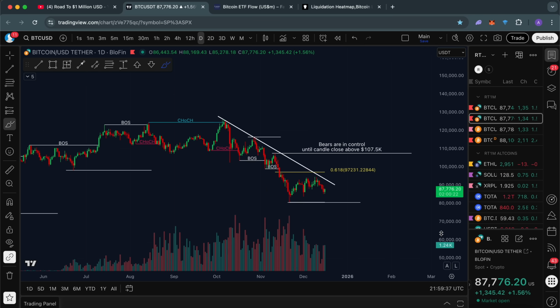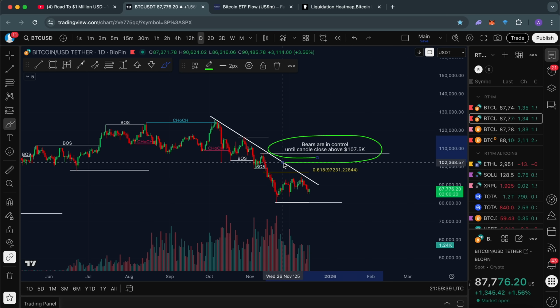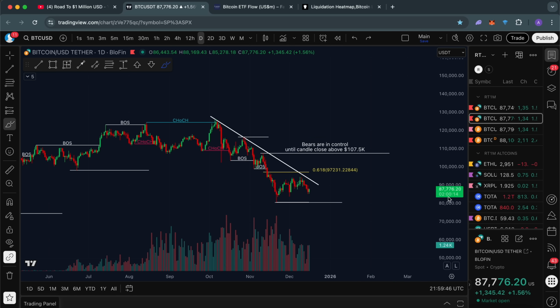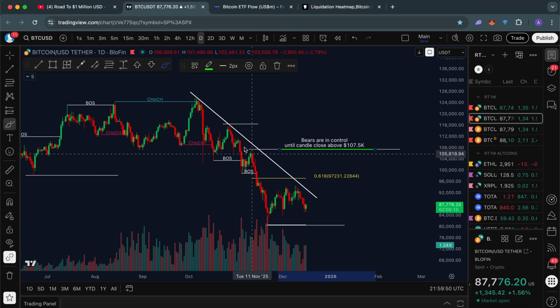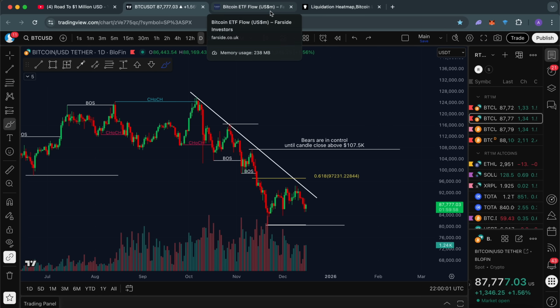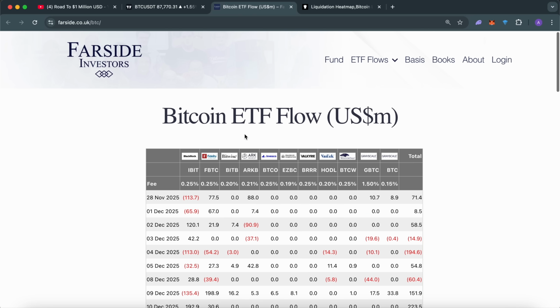On this daily time frame, you can see that the bears are still in control so long as we do not get any candle closes above 107.5k. So right now we are still in a bearish market structure so long as we are not getting candle closes above that level. Now let's quickly take a look at the Bitcoin ETF flow tables and the Bitcoin liquidity analysis as well, and then I'm going to do a quick recap of all these time frames.